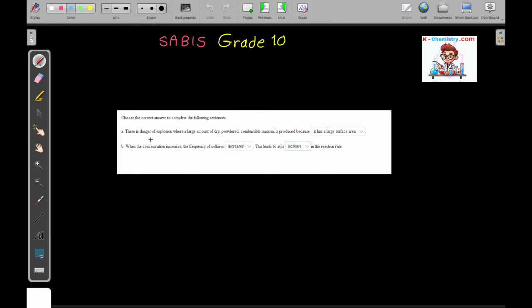There is a danger of explosion where a larger amount of dry powdered combustible material is produced. We said that if you have any place where a substance is produced with a very small particle size, this is very dangerous because this can change any small reaction into a big reaction. If you have a small spark for any reason, this spark will be magnified millions of times. Why? Because the spark is happening in a medium which is causing the reactions to be very fast. Why? Because the surface area is very high.